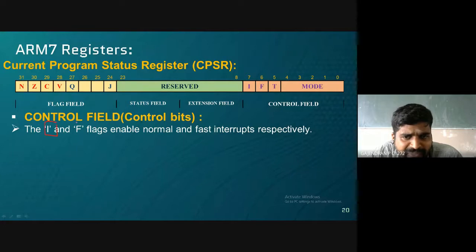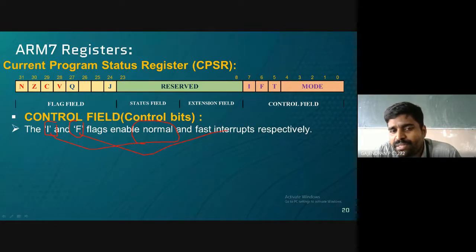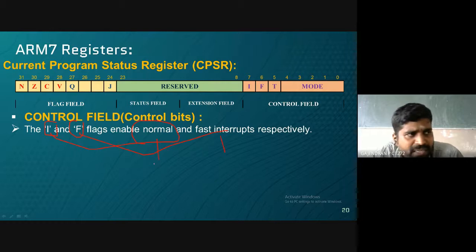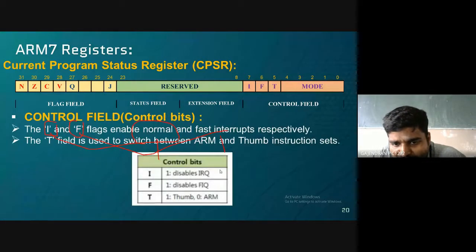The I and F flags: I represents normal interrupt, F represents fast interrupt. That means we discussed two types of interrupt modes. What are the two types of interrupt mode? Normal, how do we represent it? Normal interrupt is represented with a notation in the modes.